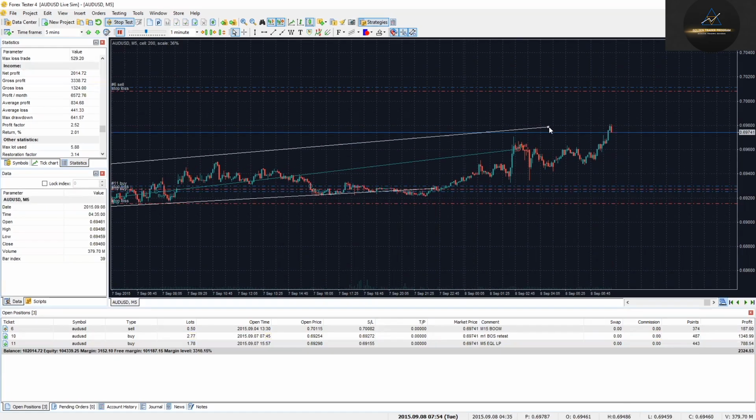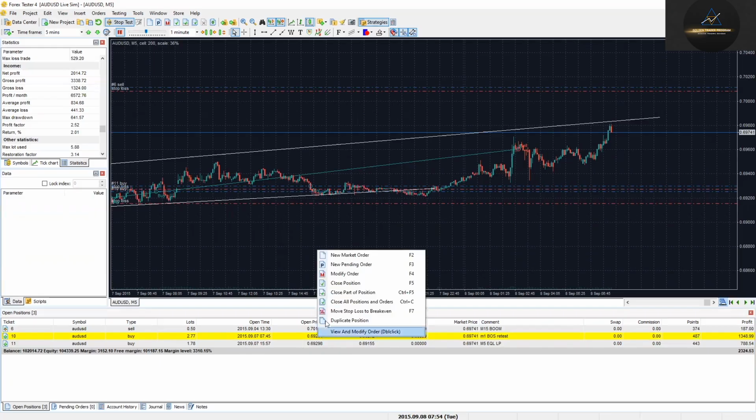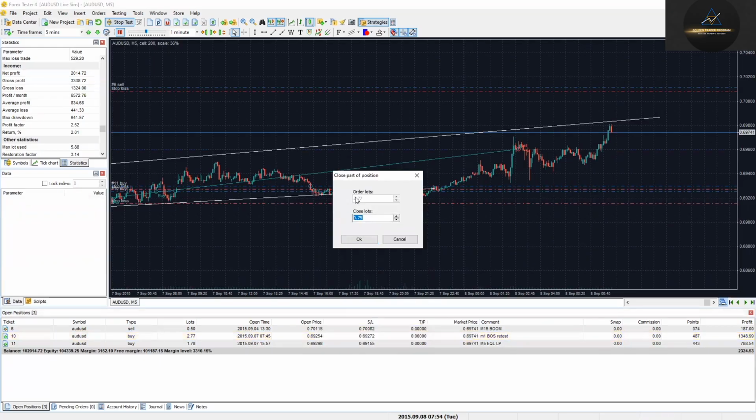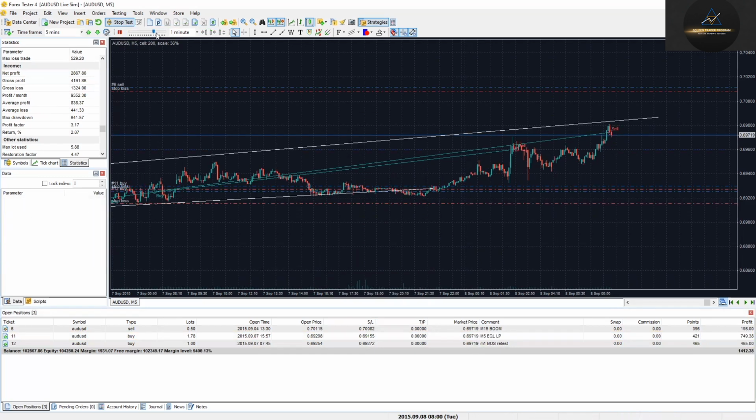Lovely. You see that? Right. That's nice. I'm going to bank some profits. Yeah, that was the entry. Close part. I'll close half of that. Actually, a bit more than that. I'll close 1.77 lots. Profit banked. And this is the London Open. So let's see what happens.